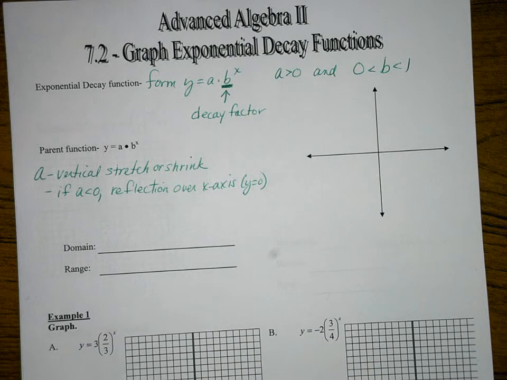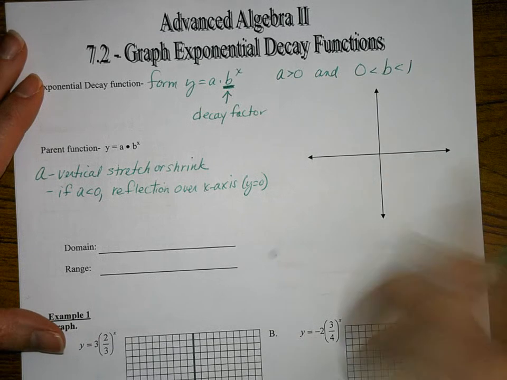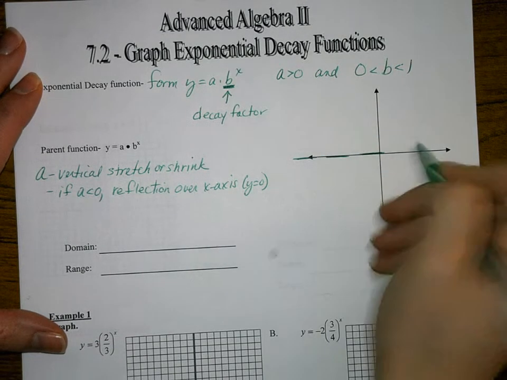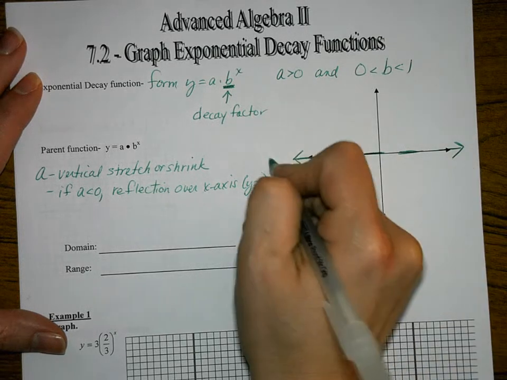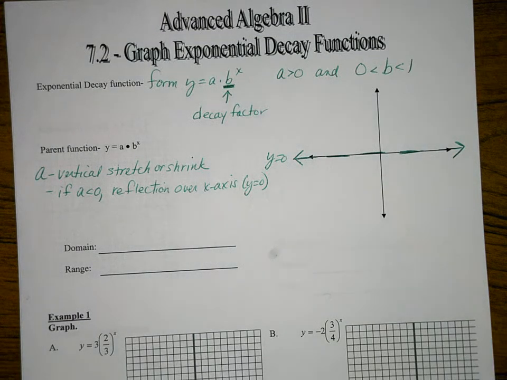Remember, y equals 0 is the asymptote. So on this graph, I'm going to have an asymptote on the x-axis at y equals 0. We're going to put that dashed line. It's going to work very similarly. Y equals 0 is our asymptote, a line that our graph gets closer and closer to, but never touches.